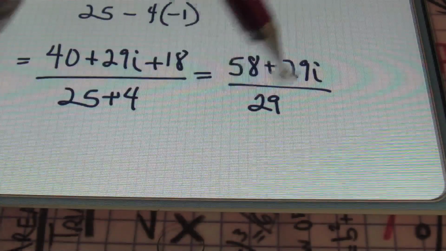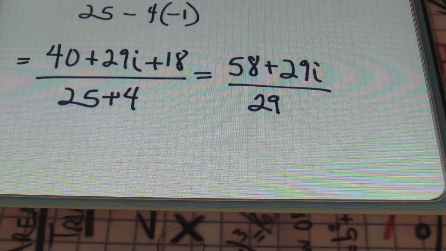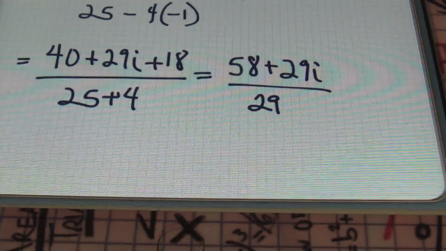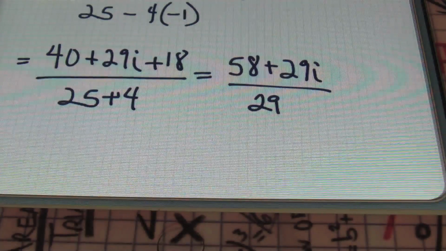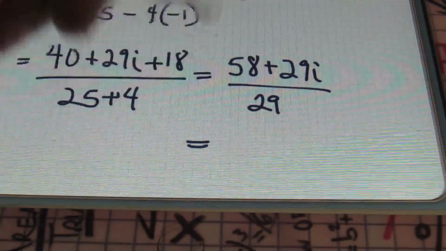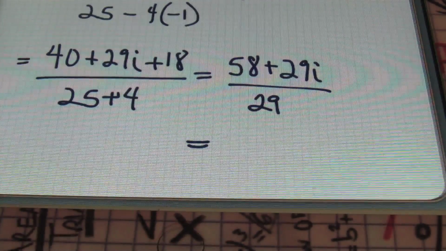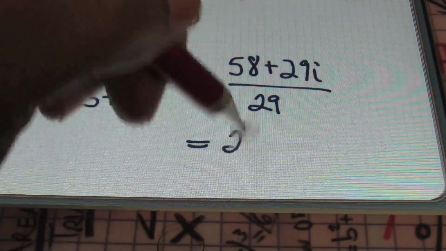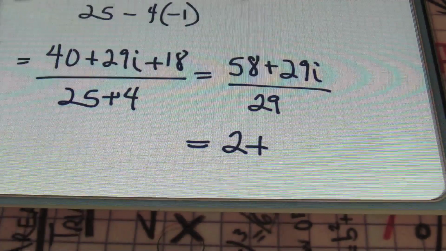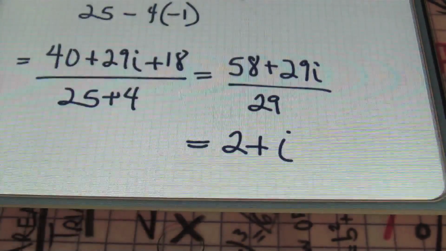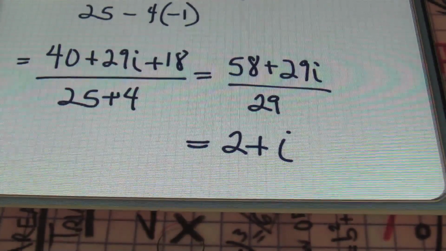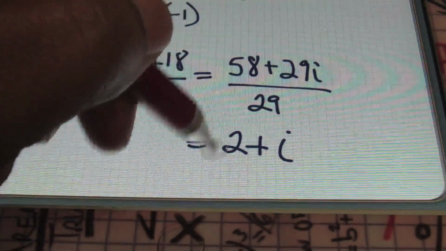Notice that all three elements of our expression here can be reduced by 29. So in other words, I'm just going to take the numerator and divide it by that 29 in the denominator. So it turns out that 29 times 2 is 58. So 58 divided by 29 is 2, plus 29 goes into itself once and leaves me with just i. So the answer is just 2 plus i, ladies and gentlemen. That's it.